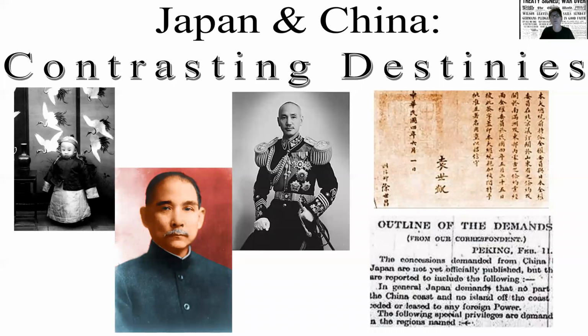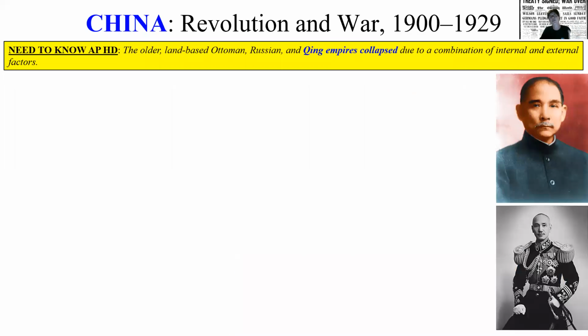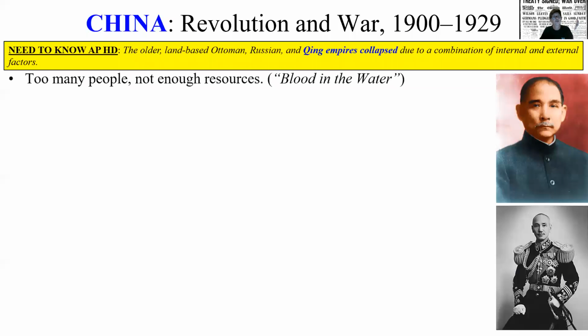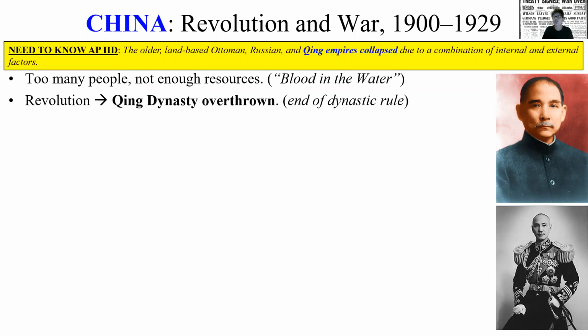So, the last thing we need to cover is Japan and China. And in a future PowerPoint, I will go into more depth. But where are they sitting at the end of World War I? So China is going to have a revolution. All right, the Qing Empire is going to collapse. There's too many people, not enough resources. Remember, blood in the water. Anytime there is a weakness, there will be a shark. There's a revolution, the Qing dynasty is overthrown, the end of dynastic rule.